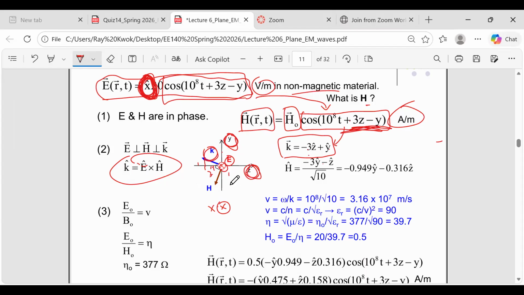Okay. So how do I express this direction though? Well, K is a 3:1 ratio on the Z and the Y. Then that means H is a 1:3 ratio. Right? 1 on the Z, 3 on the Y. They both are negative because they both are pointing down.